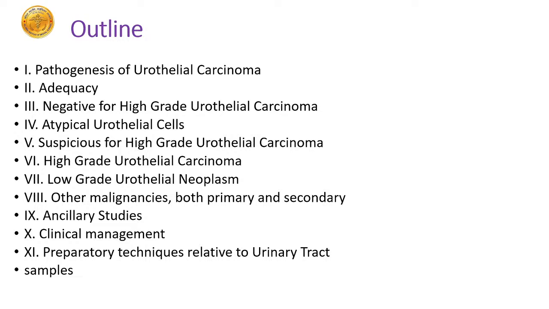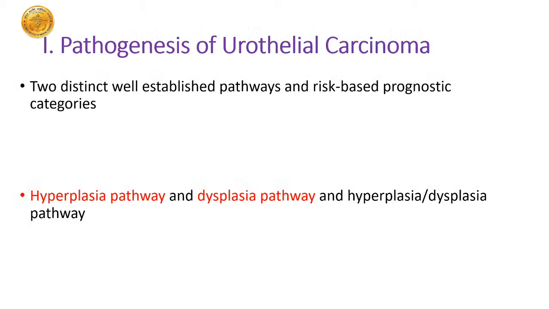So this is the outline. I would be presenting this under these headings. What is the pathogenesis of urothelial carcinoma? This is quite important here. Then a few specific categories like negative for high-grade urothelial carcinoma and so on and so forth. I'll come to these.